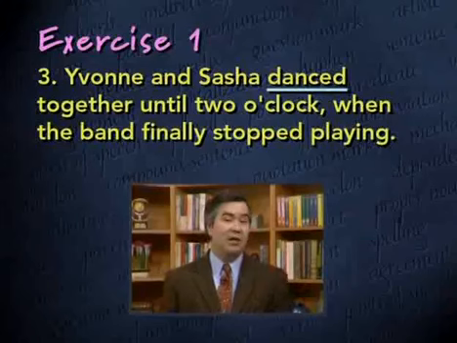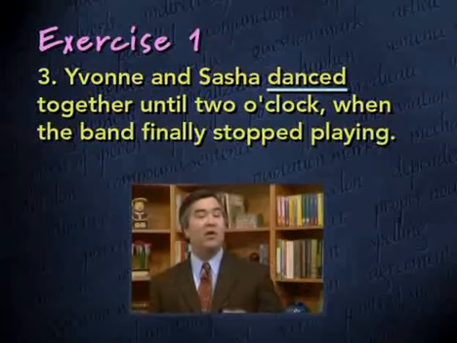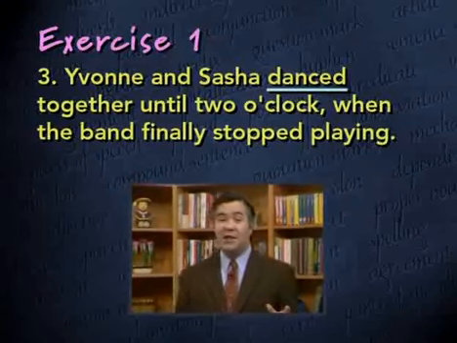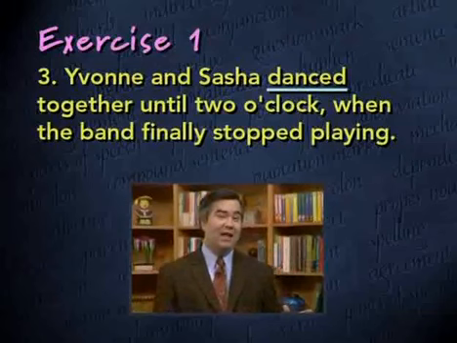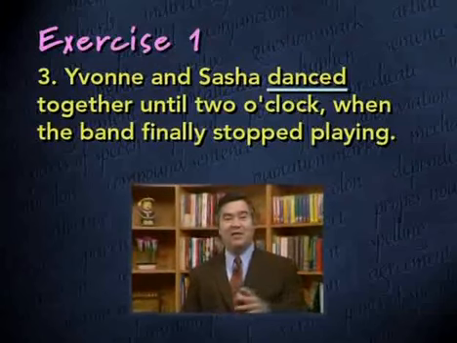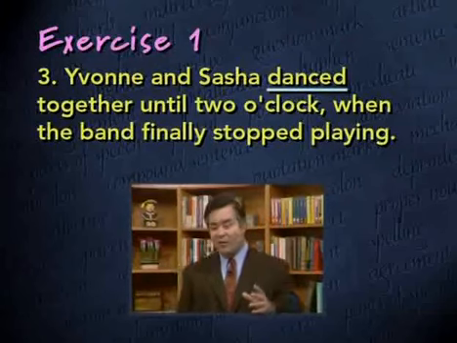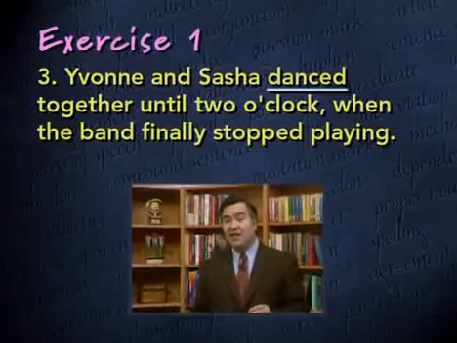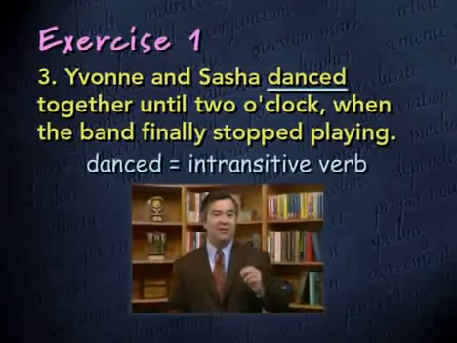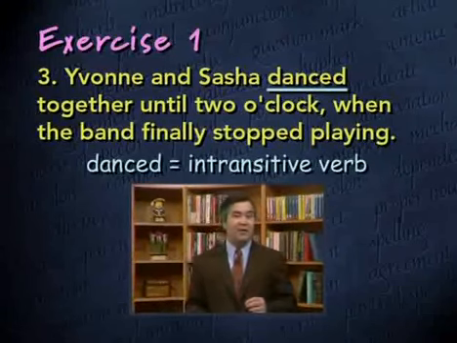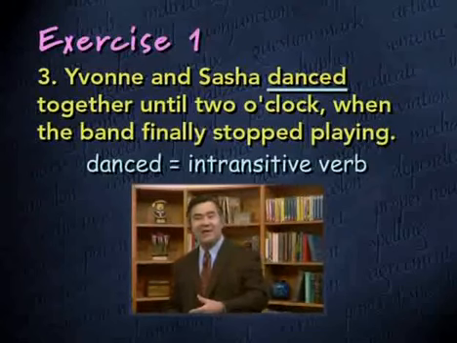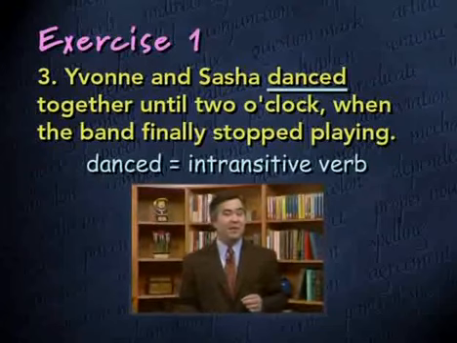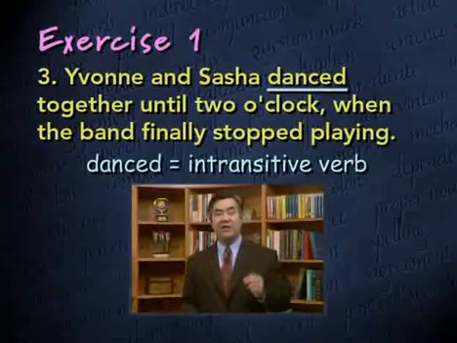And until 2 o'clock is a prepositional phrase that also gives us more information about how they danced. Neither one, however, is an object, and neither one is being linked to Ivan and Sasha. Neither one tells us what Ivan and Sasha were. Therefore, the verb danced, in this case, doesn't have an object, and it's not being used as a linking verb. It is an intransitive verb. Remember that an intransitive verb is a verb of action that doesn't have an object receiving the action, and that's the case in this sentence. The verb danced is being used here as an intransitive verb.